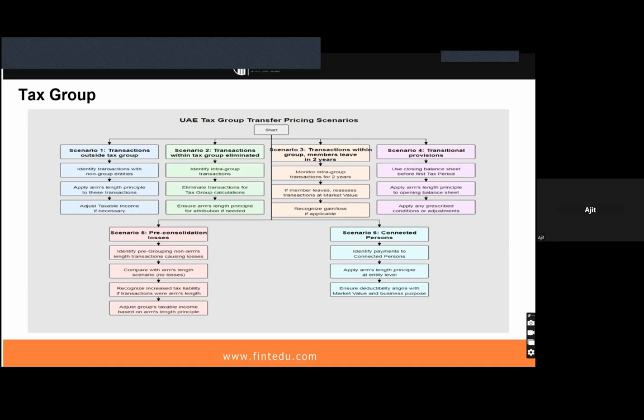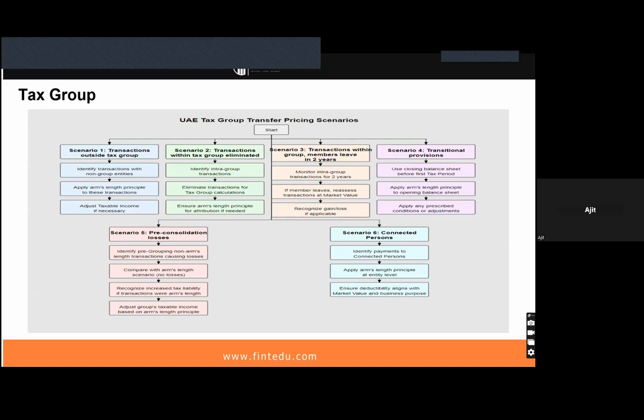So when we talk about the tax group, it is very important that before we consolidate, we need to see whether the closing balances and opening balances are proper in the tax group entities, because that's where the arm's length principle may come in. Pre-consolidation losses. So if there are losses in the pre-consolidated period, let's say in 25 the tax group is formed, in 24 there are losses, and those losses are on account of a non-arm's length situation, then such losses can be carried forward but might be disallowed because you have not done the transaction on an arm's length basis. So this is very important.